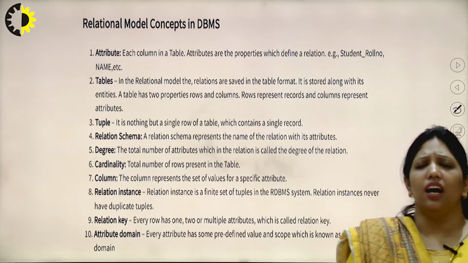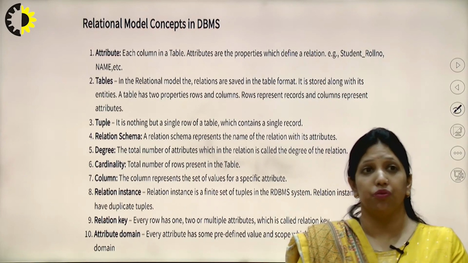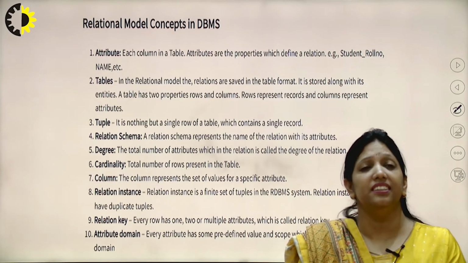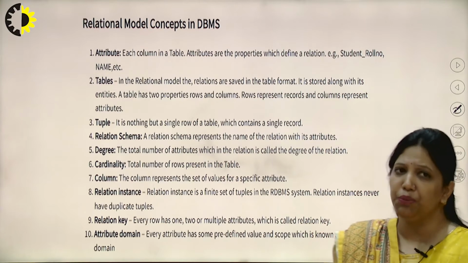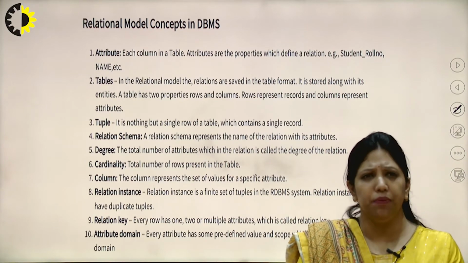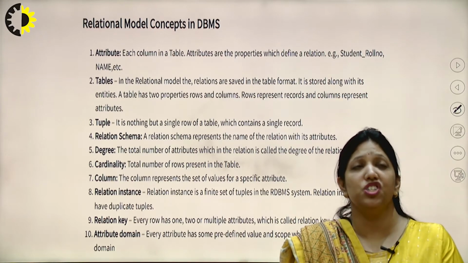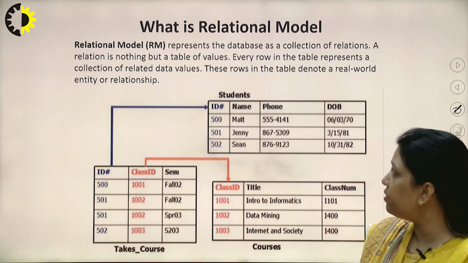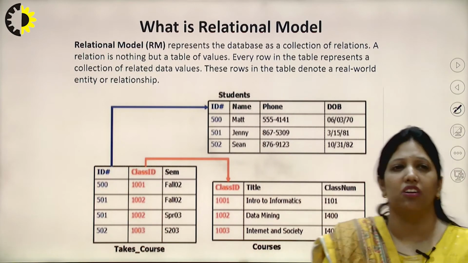Before finding the relation between different tables, and to understand the relational model, we have to understand certain terms related to it. First is the attribute. Each column in a table represents an attribute. Attributes are the properties which define a relation, or which define a table. For example, in the previous example, ID number, name, phone, and date of birth are called attributes.